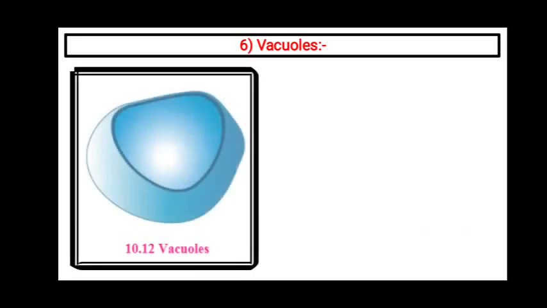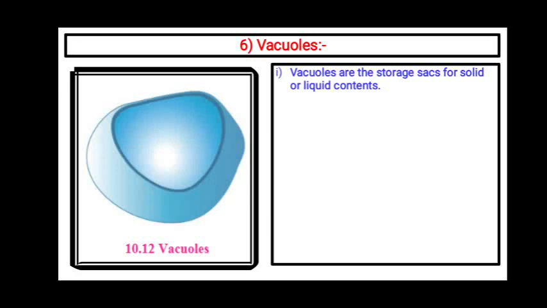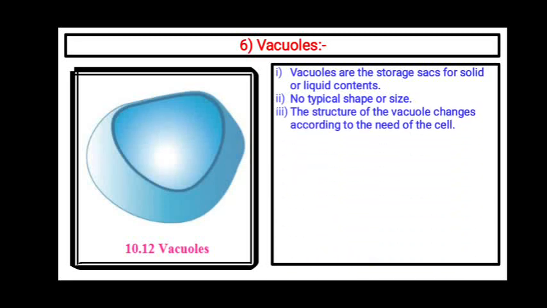Next cell organelle, vacuoles. Now there is no fixed diagram for vacuole. The shape of the vacuole changes according to the need. They are called storage sacs for solid or liquid contents. There is no typical shape or size for vacuoles. The structure of the vacuole changes according to the need of the cell. So it can become smaller or it can be larger.